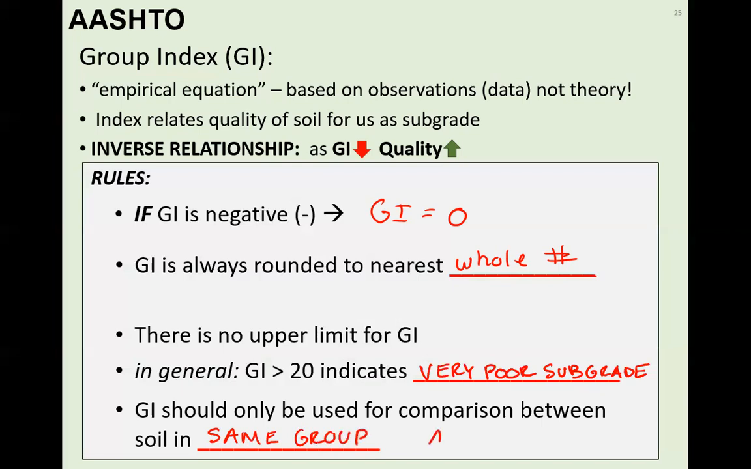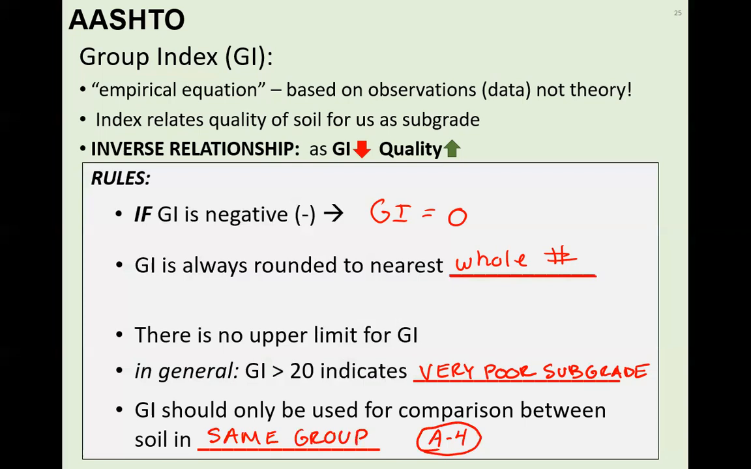So that means if you have an A4, then you can only compare the GI values in other A4s. If you have an A5, you can only compare the GI value in other A5s. So the GI value is helpful because let's say you have a borrow pit or a quarry of material, and this owner says, hey, I'll let you use this soil for the roadway or the highway that's going in nearby.